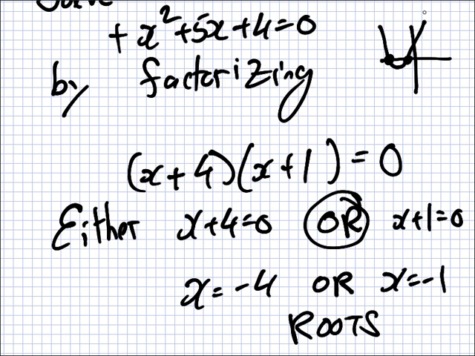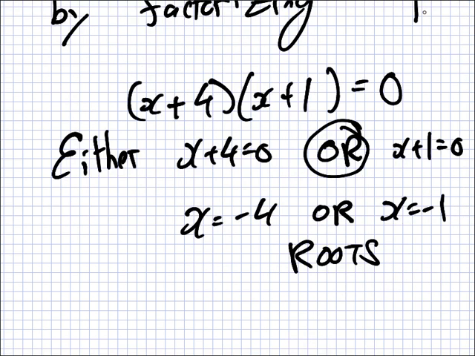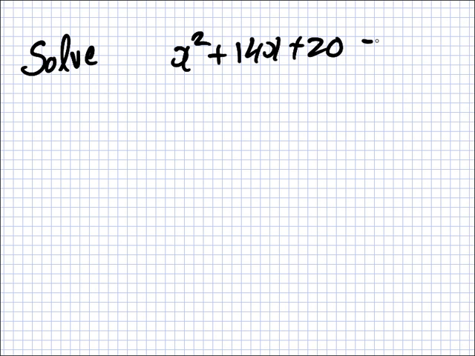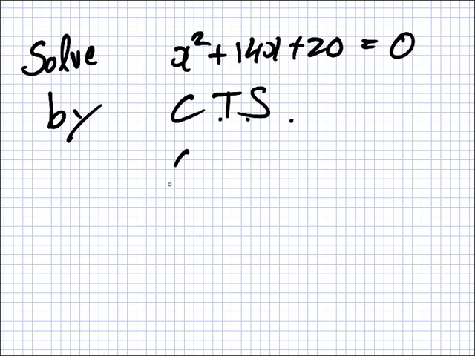Next method. So solve x squared plus 14x plus 20 equals 0 by completing the square. This method that we saw literally in the last class. Okay, so let's complete the square. This will be x plus 7 squared, and that's minus 29?